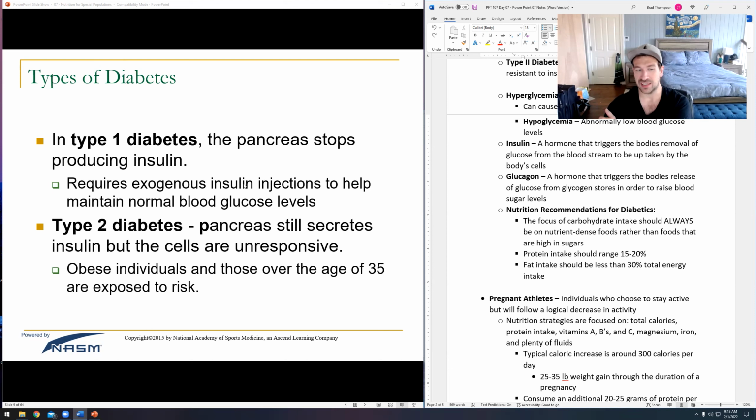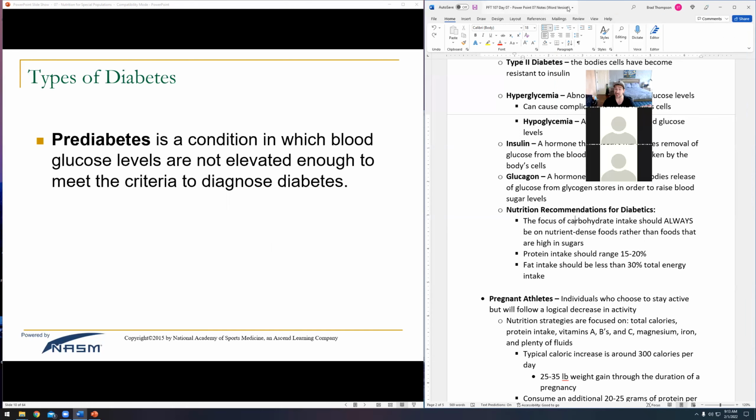So that's where someone's going to take insulin injections. And honestly, that's just going to help raise their glucose levels back to normal. Type 2 diabetics, their cells are actually unresponsive to the insulin. So why does that happen? Well, a lot of times it's due to obesity, right?